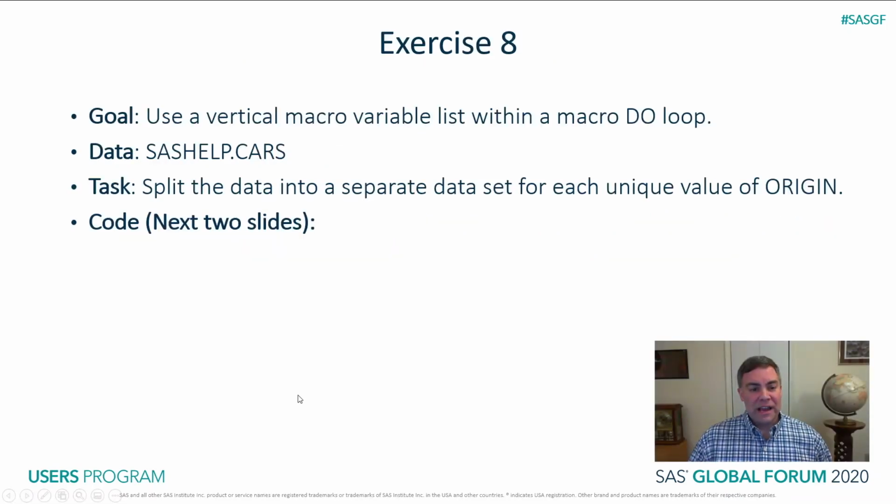So for exercise 8, we're going to use a vertical macro variable list in a macro do loop. And this time we're going to take the data set sashelp.cars, and we're going to split it into separate data sets for each unique value of origin. But of course, we're not going to hard code those values. It's going to be data driven. That's why we're doing all this.